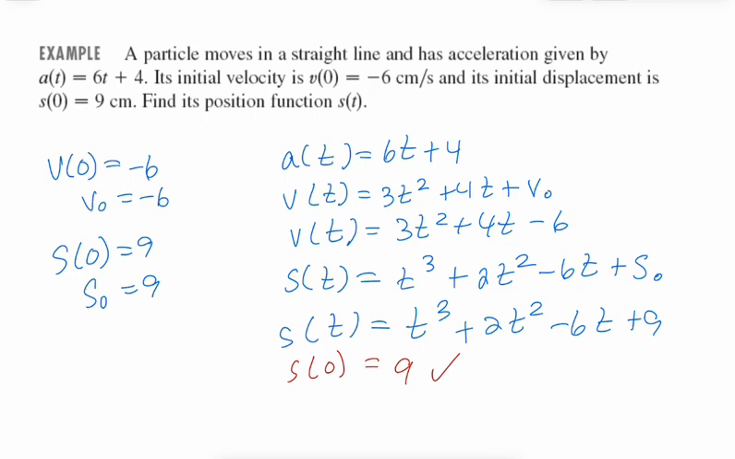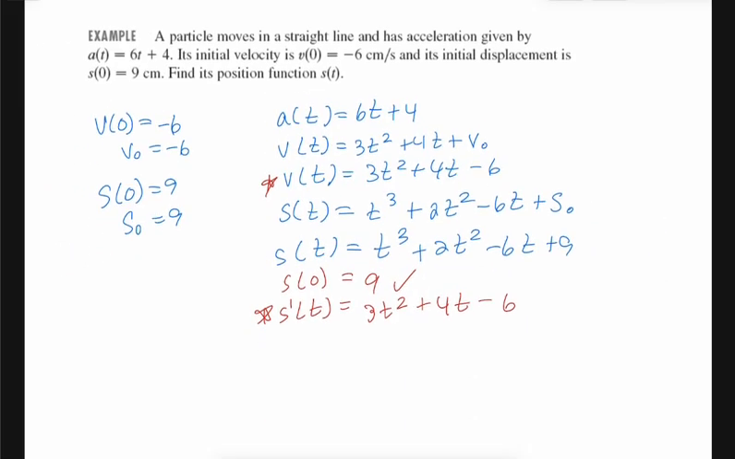Okay. If I take the first derivative, do I get the velocity function? Well, the derivative is 3t squared plus 4t minus 6. Look at our velocity function. It matches. Yay. Okay. Let's do it again.